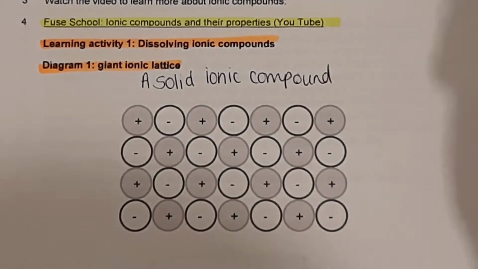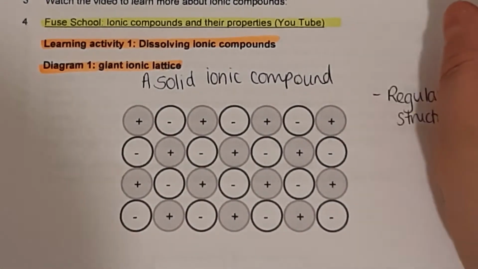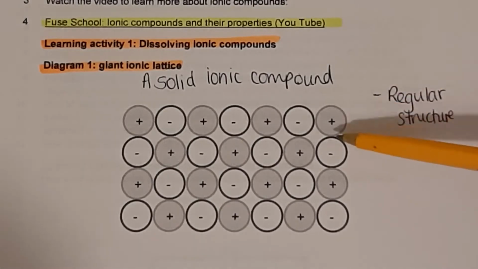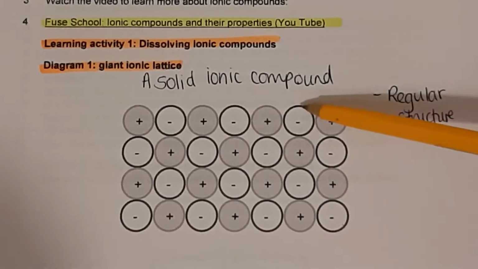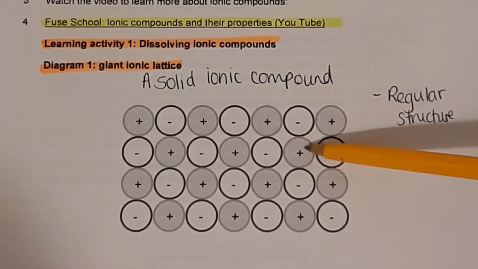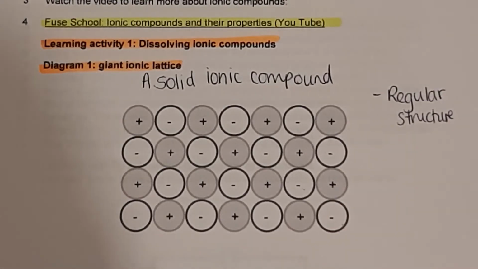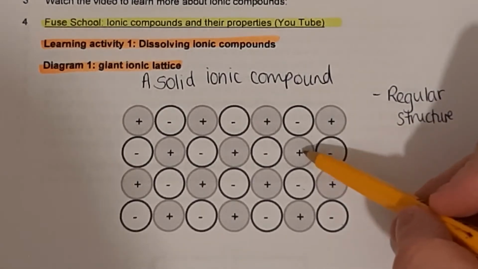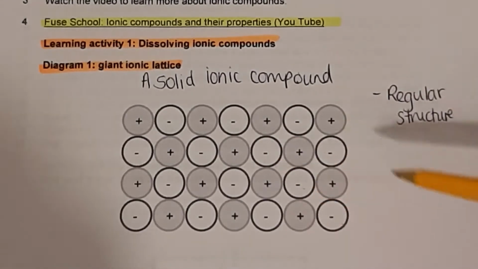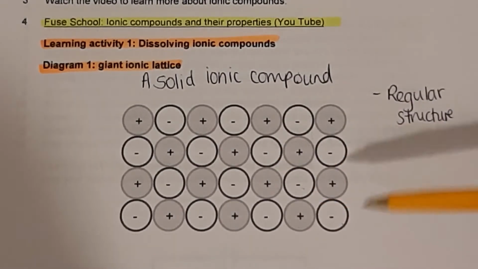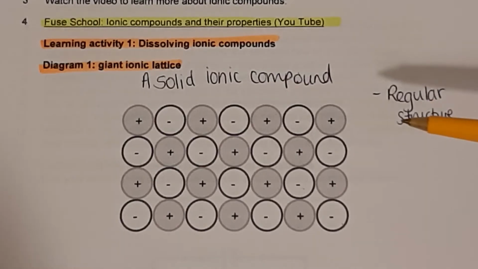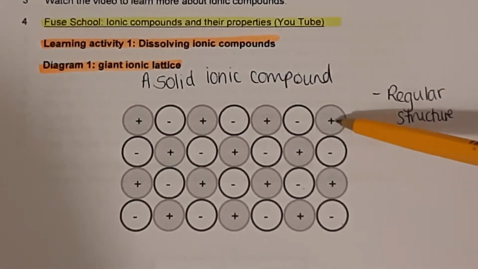As you can see, it has a regular structure and it is arranged with positive and negative ions alternating. Every positive ion is surrounded by negatives and every negative ion is surrounded by positives. So this structure here is a giant ionic lattice. It is a solid, it is ionic, and the positive and negative charged particles are bonded to each other through ionic bonding, and that is due to the electrostatic forces of attraction between particles of opposite charge.